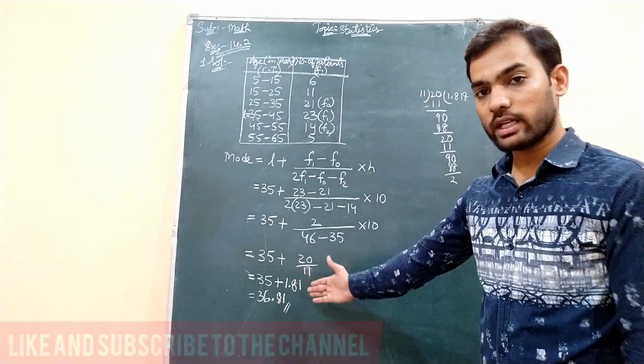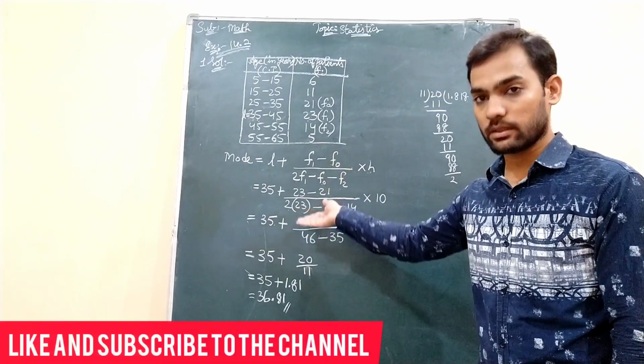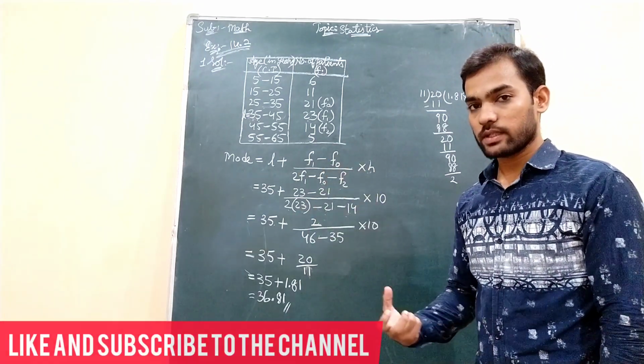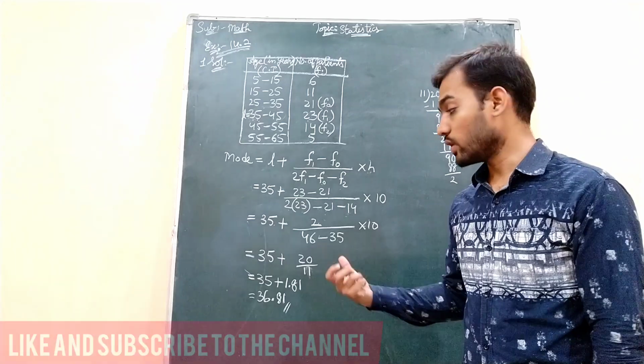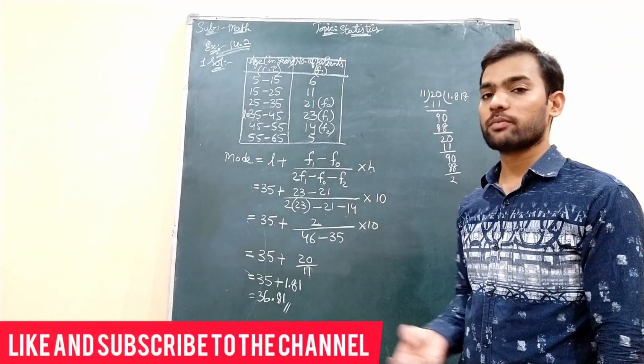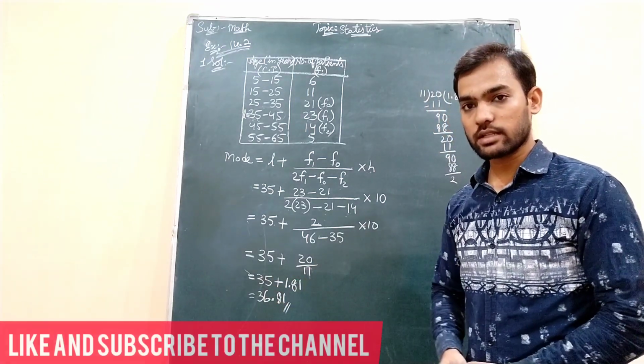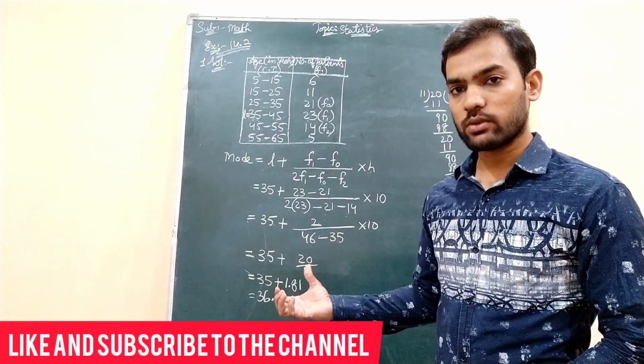Okay, 36.81 years is the age of maximum number of patients that have been admitted in the hospital. As we have seen just now, mode is nothing but the value occurring the maximum number of times, right? So more patients are around 36 to 37 years of age. Understand, students? Here we have calculated the mode.